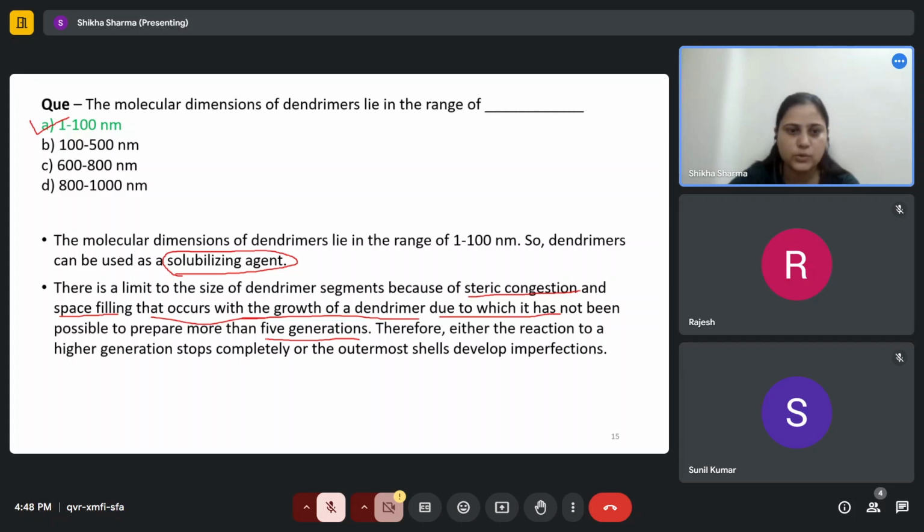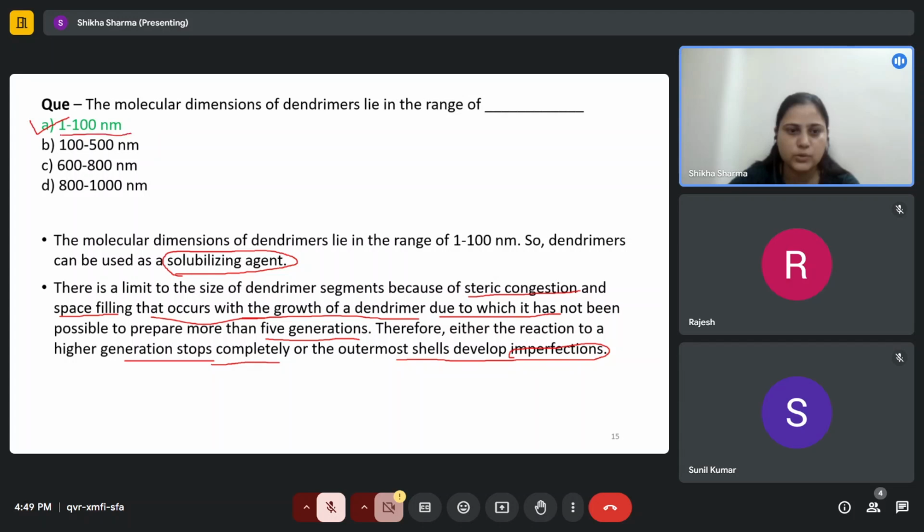So we have 5 generation dendrimers; after that, we do not get them. Either the reaction to a higher generation stops completely because of less space, or the outermost shell develops imperfections because there is not enough space to grow. So if we want a perfect dendrimer we should stop at 5 generations, and up to the 5th generation the size will be around 1 to 100 nanometers.